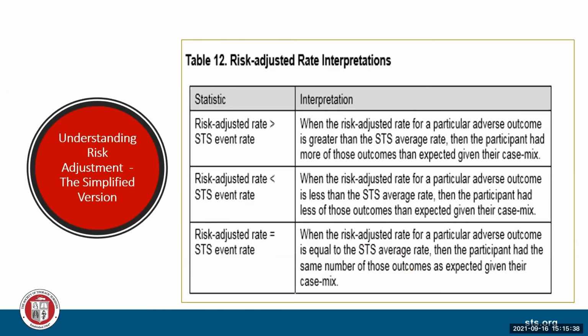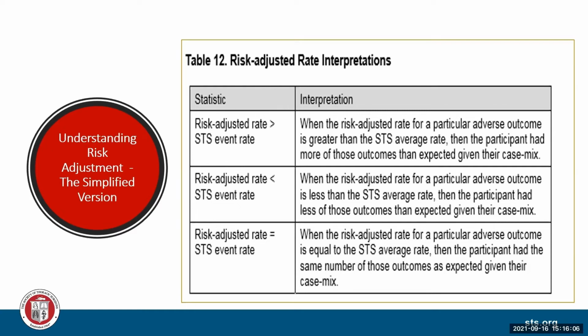The risk adjustment, understanding the risk adjusted rate, it's essentially the same. If your risk adjusted rate is greater than the STS average, then your outcomes were worse, basically. If your risk adjusted rate is less, then your outcomes are better. And if your risk adjusted rate is equal, it's just about average.